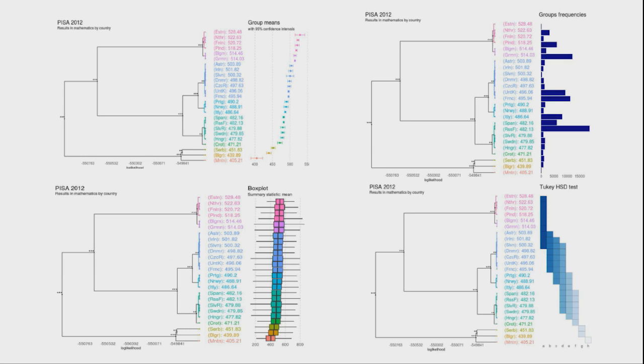And the other panel is somehow a summary of response variables. So in the single Gaussian case, we implemented 4 plots. These are group means with 95% confidence interval, box plot, however, not with medians, but with means, group frequencies, and Tukey HSD test results.